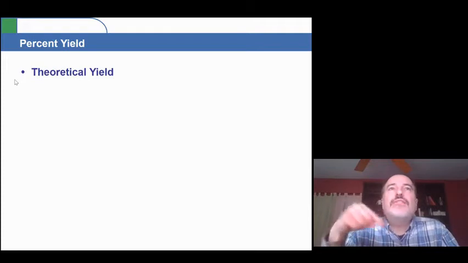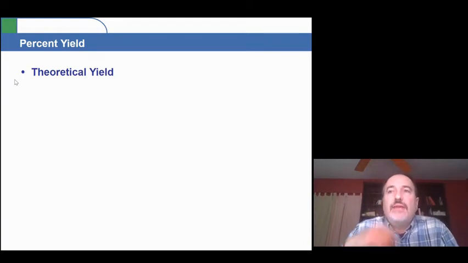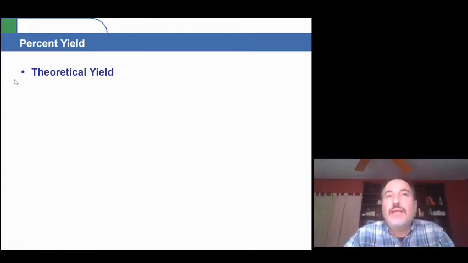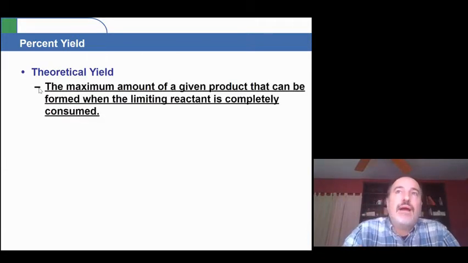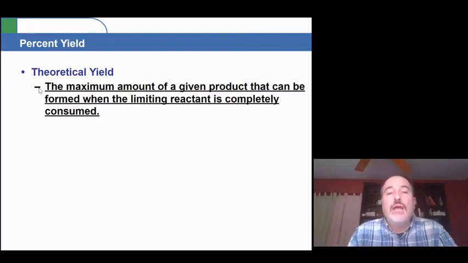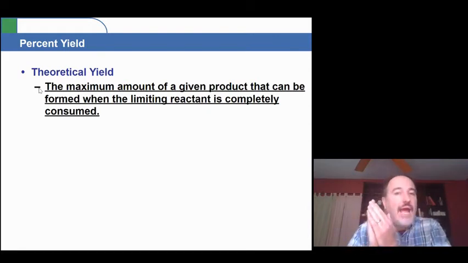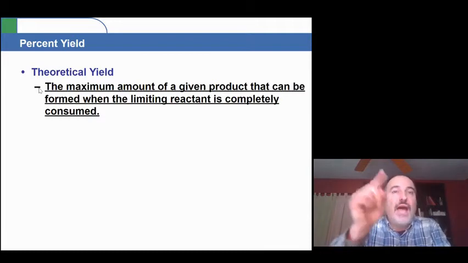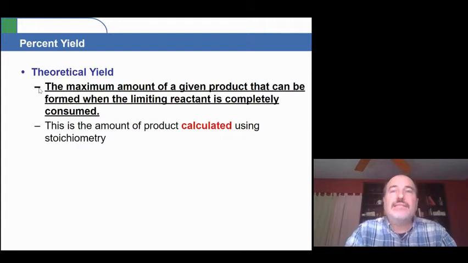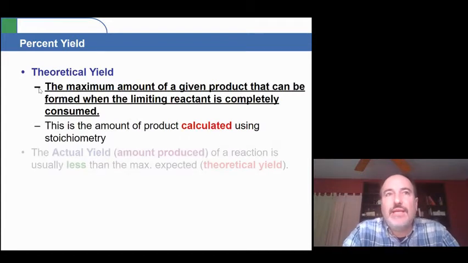First is the term theoretical yield. Remember, we talked before about how the term yield, if it's a noun, means product. Yield, product, same thing. Or if it's a verb, to yield something means to produce something. So theoretical yield is the maximum amount of a given product that can be formed when the limiting reactant is completely consumed. In other words, when you do a stoichiometry problem and mathematically you come up with an answer of how much product should be produced, that's the theoretical yield. That's the amount of product calculated using stoichiometry.